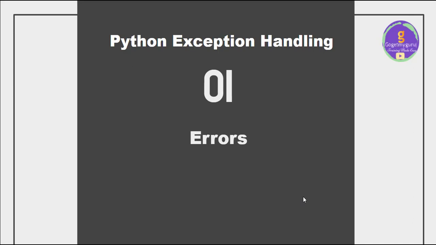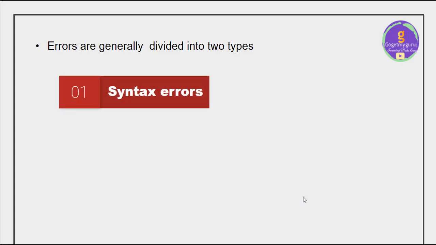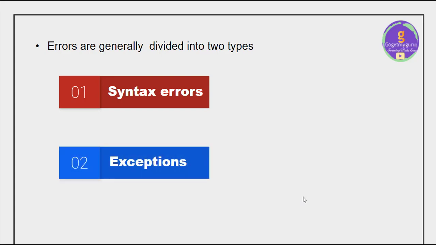So let's start our discussion with the first topic, that is errors. So what are errors? Errors are normally the mistakes we make while coding. Errors are generally divided into two types. The first one is syntax errors and the second one is exceptions.